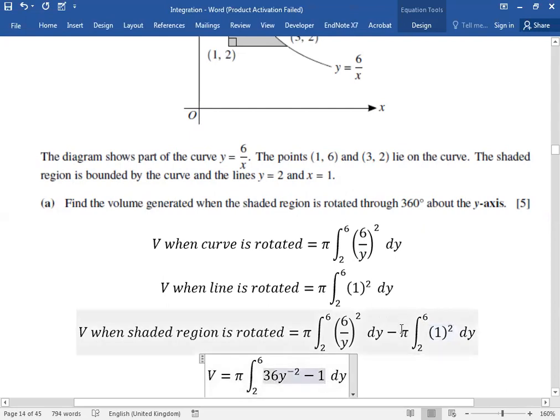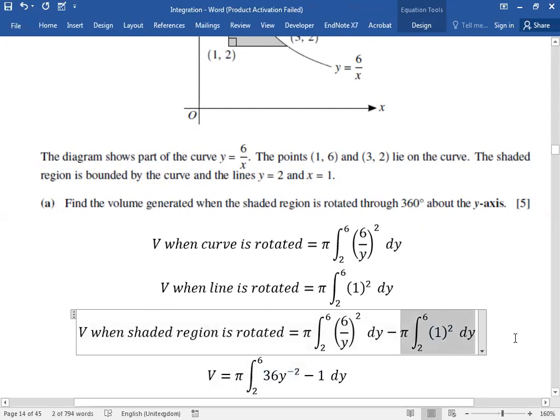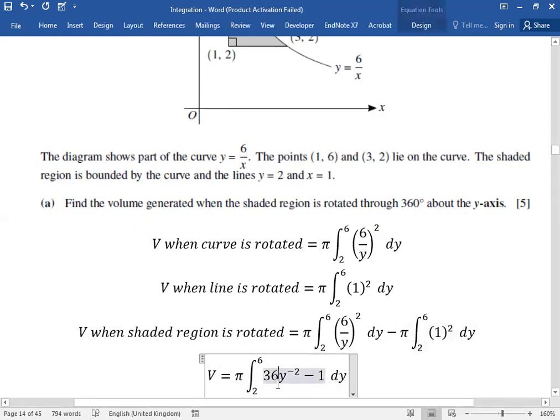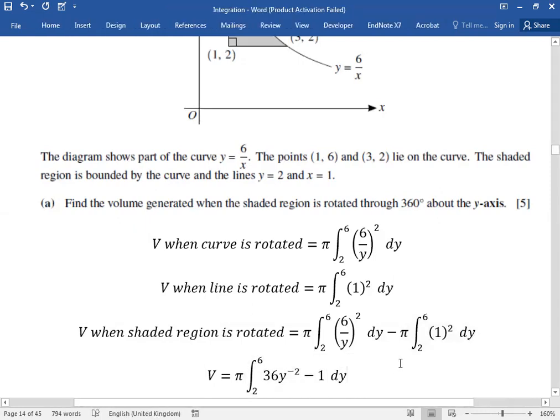I am constantly telling you this can be replaced by the volume of a cylinder. Looking at the radius and height of the cylinder, instead of doing this, you can replace it with the volume of the cylinder. Remember, we first need to integrate, then plug in the limits, and then the final answer will be multiplied by pi. So what is the integral of 36y to the power minus 2? y to the power minus 1 upon minus 1. Very good. And what about this one? Minus 1y. Very good. Which is just minus y.